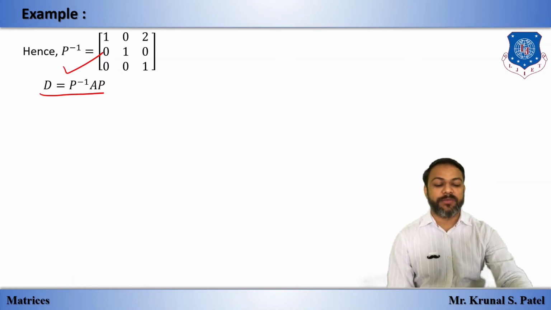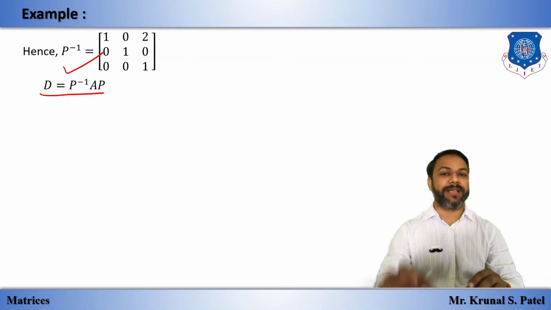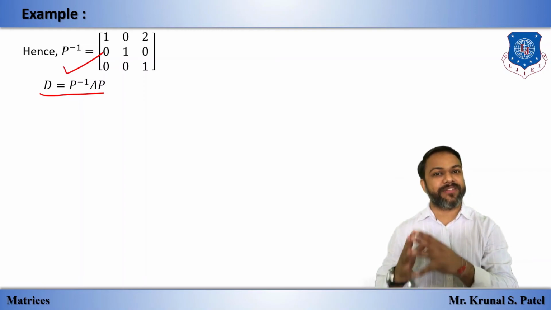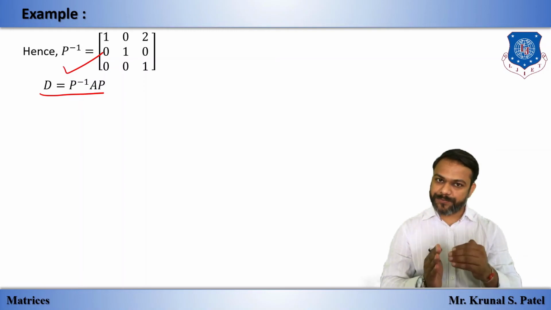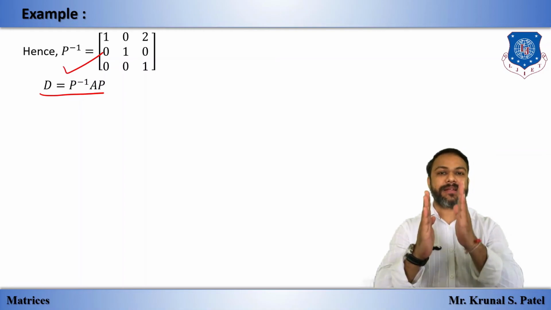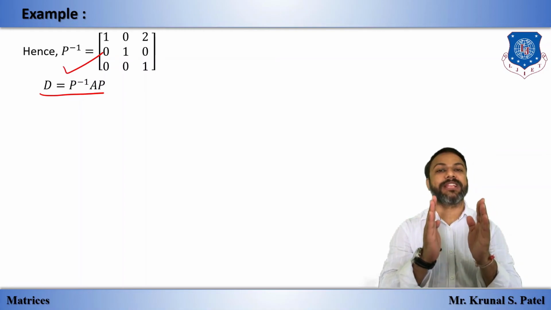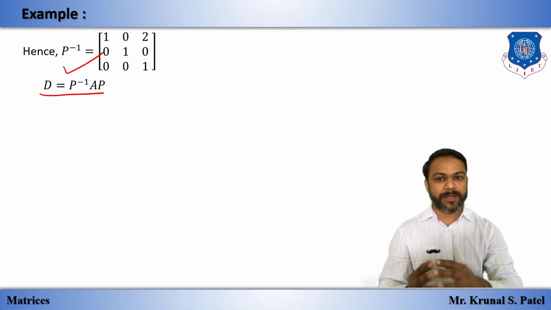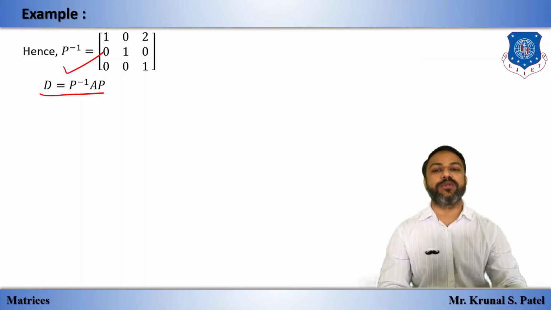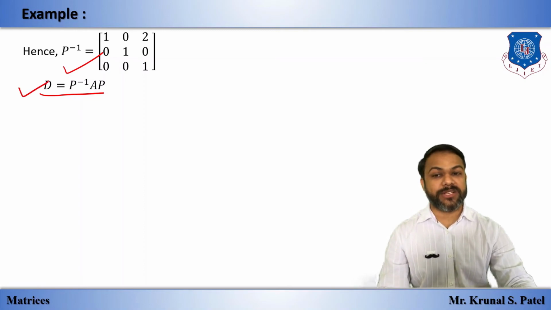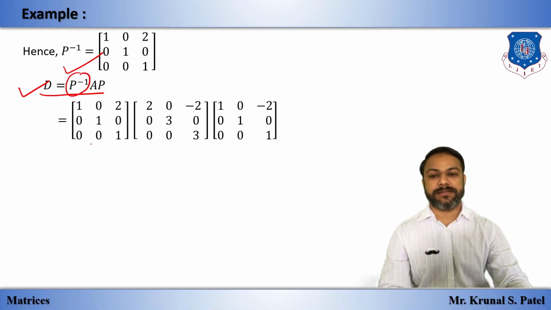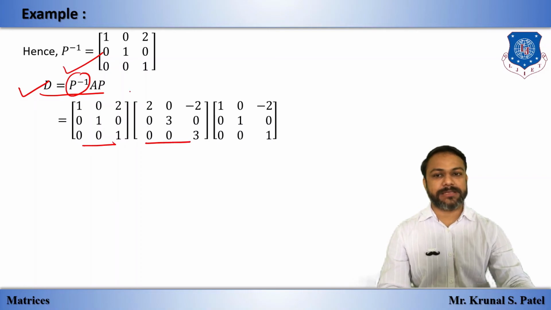Before starting further, I am just repeating the whole process again. First find the eigenvalues. Then for each eigenvalue, find the eigenvectors. Then write down those eigenvectors column-wise, and we get the model matrix P. After getting P, find P inverse. After getting P inverse, write down the formula for diagonalization, D is equal to P inverse AP. Now write down the value of P inverse, A, that means the original matrix, and P, that means the model matrix.